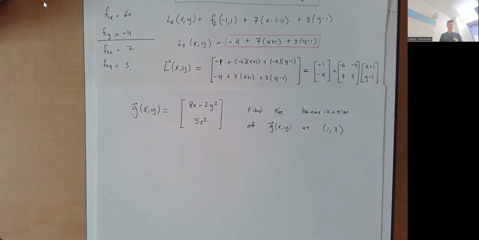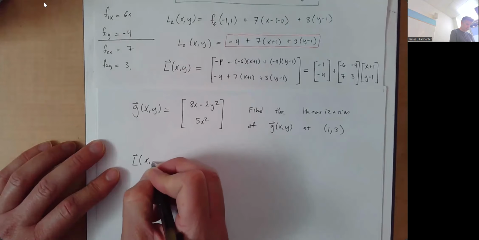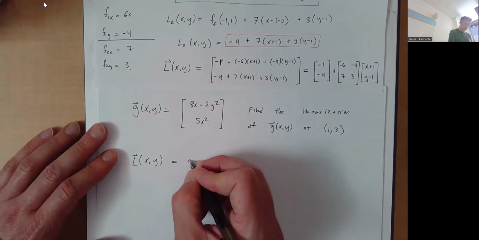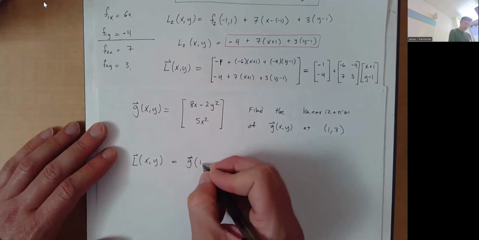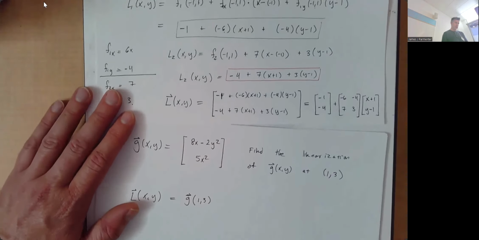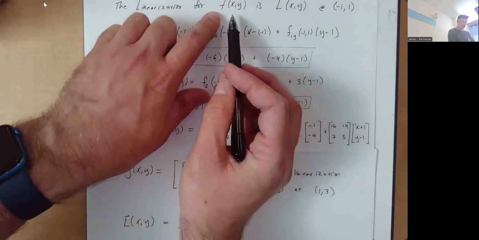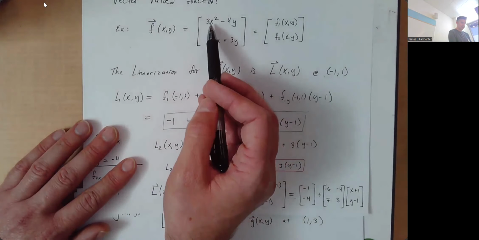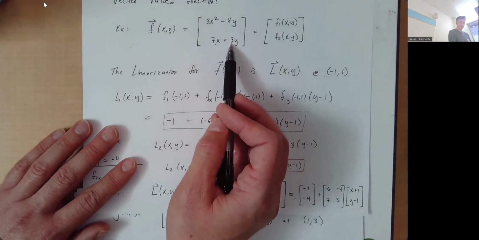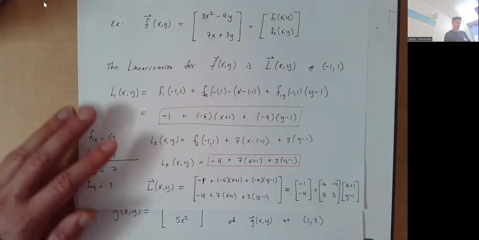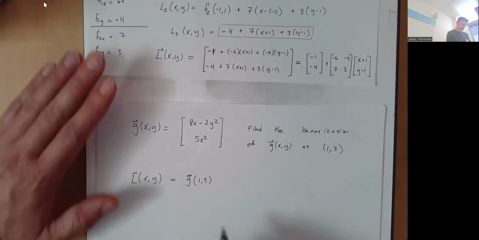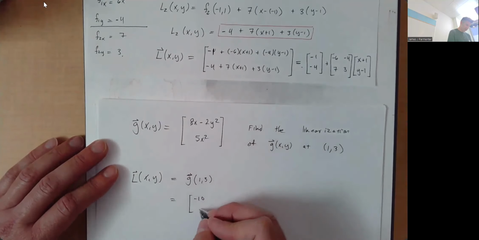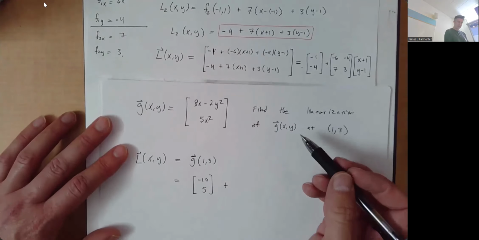So here's the shorter way of doing this. Our linearization, L of xy, has kind of 3 pieces to it. There's the first vector here, which is really just your original vector evaluated at the point, g of 1, 3. If you look at the previous example, if you plug in -1, 1 to the vector valued function, you exactly get 3 minus 4, which is -1, and -7 plus 3, which is -4. You exactly get this first part right here. So to get that first part, I'm just going to plug in 1 and 3. If I plug in 1 for x and 3 for y, I get 8 minus 2 times 9, which is -10. And I get 5 times 1 squared, which is 5. That's the first piece. So that's analogous to this piece right there.